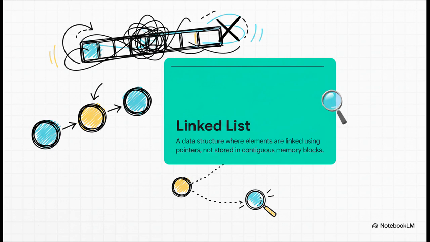Well, unlike an array where everything is stored in this neat, orderly block of memory, a linked list kind of scatters its elements, we call them nodes, all over the place. The magic trick is that each node contains a pointer. Think of it like a digital address that tells you exactly where to find the next node in the sequence.